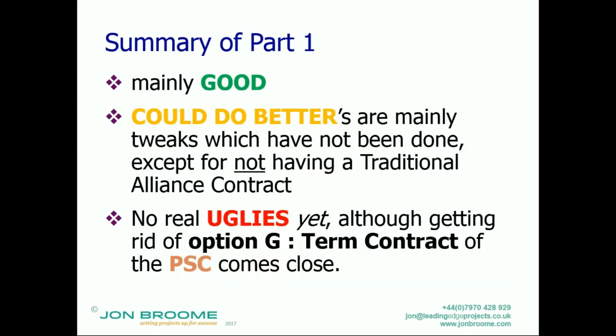So my summary is that it's mainly good, predominantly good. The could-do-betters are mainly tweaks which could have not been done. The one exception to that is I'd like to see a traditional alliance contract. The only one which is potentially ugly is really the option G term contract, dropping that.